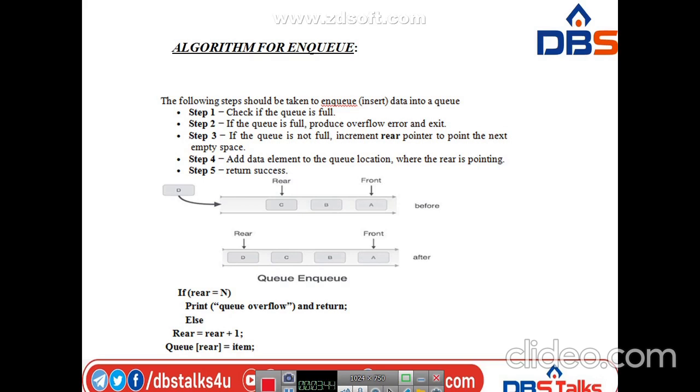Else, if the queue is not full, I perform the insertion operation. Whenever I perform the insertion operation, rear becomes rear plus 1. Then I place the element at the rear end, that is, Q of rear equal to item. It is the same thing we wrote in the stack, we are going to write here also: Q of rear equal to item.